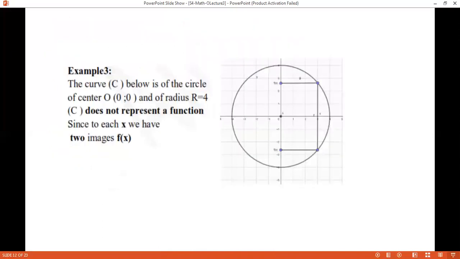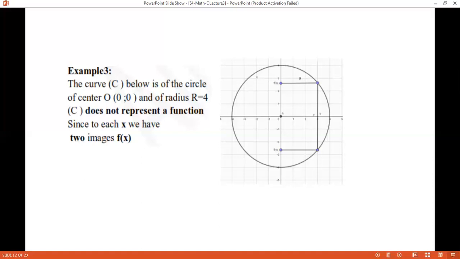If you look at this circle, this is a curve C of a circle with center O (0, 0) and radius 4 centimeters. It doesn't represent a function because, as you can see, for every x, there are 2 values of f of x. Or in other words, for x equals 3, there's 2.5 and minus 2.5. Or I can draw a line and it cuts the curve in two points. So we can say that the circle is not a function.